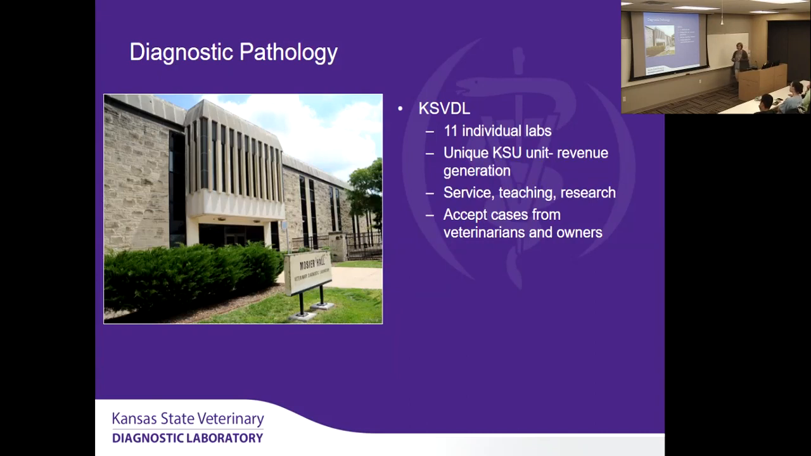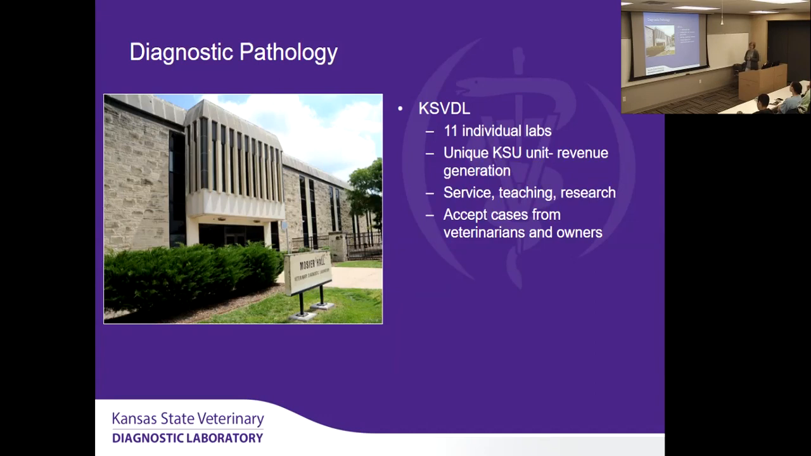So there's 11 individual labs, like I mentioned, and we're a unique part of K-State because we are a revenue generating unit. So most of the university concentrates on academia and teaching and research. We are the service component, so every academic institution has a teaching, a service, and a research. We're mainly service, but we use those cases that we get in for teaching and for research at the same time. So we really do all three.